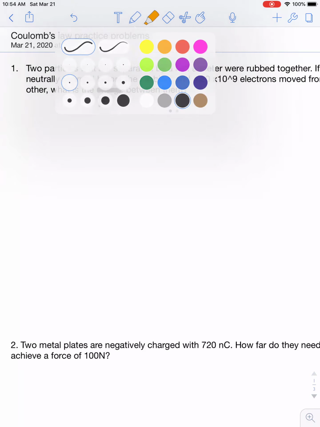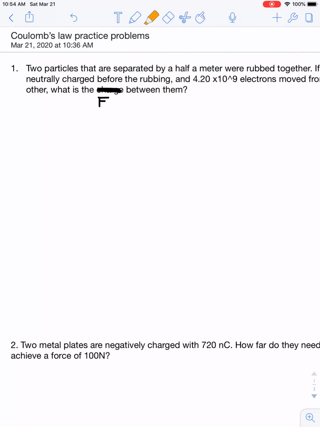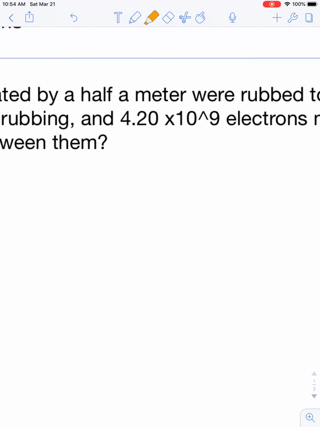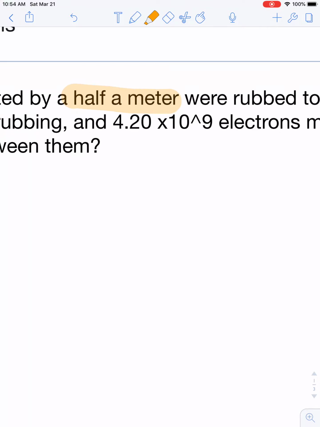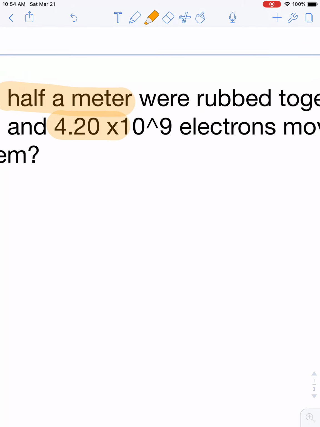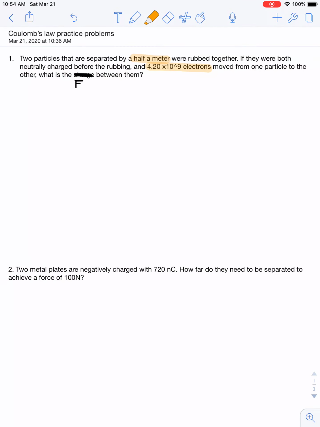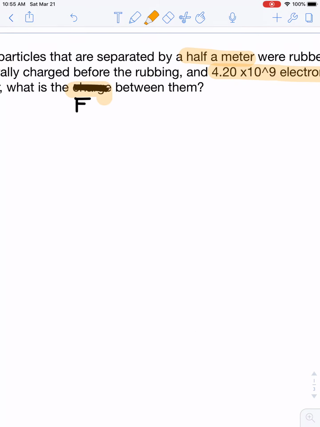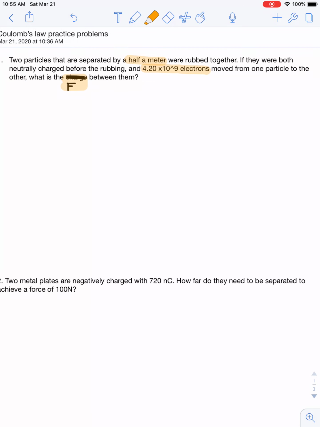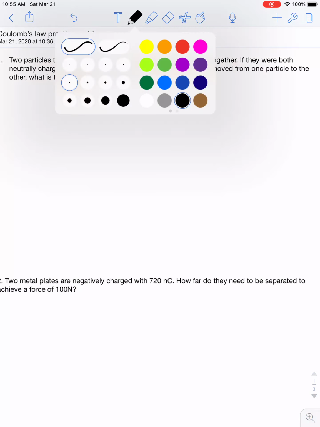So let's identify some pieces of information here. We'll keep it orange. They're separated by a half a meter. It's going to be our radius. 4.20 times 10 to the 9th power electrons, that's going to be n, the number of electrons that moved over. And we're looking for the force. That's pretty much the only information we're given here, which is not much to work with.